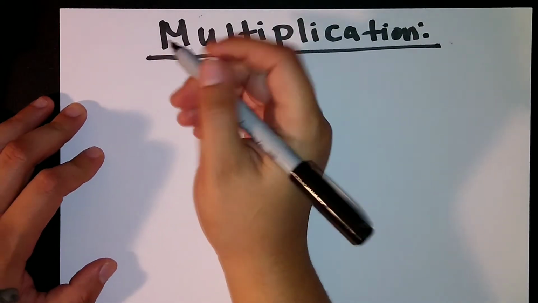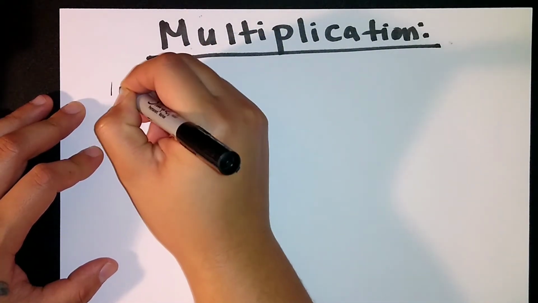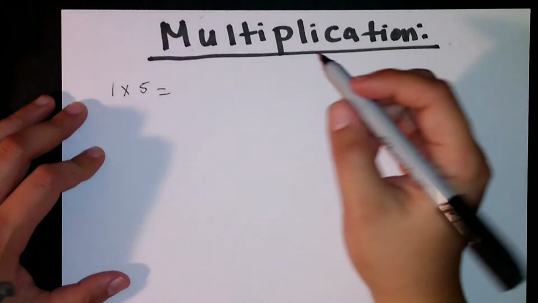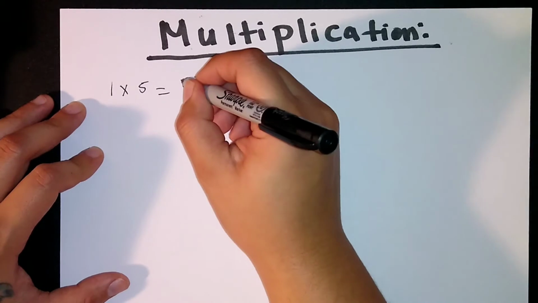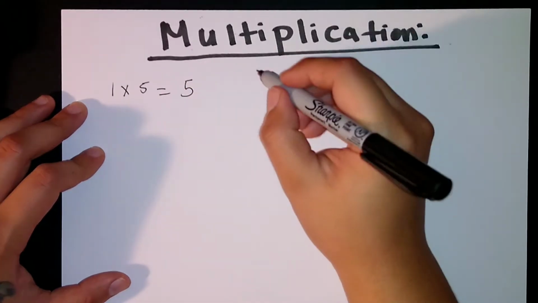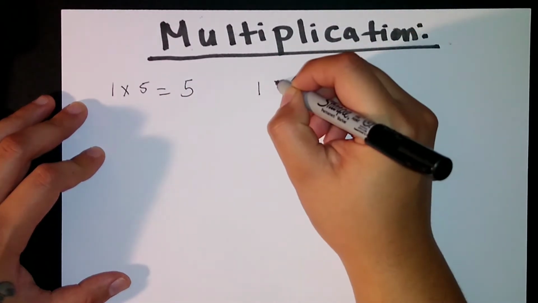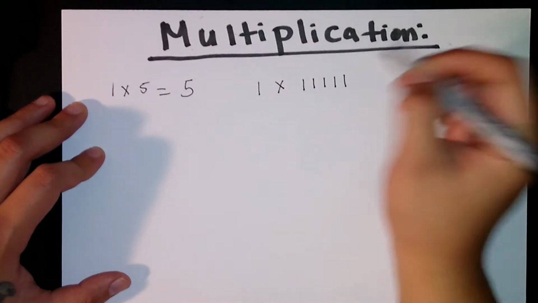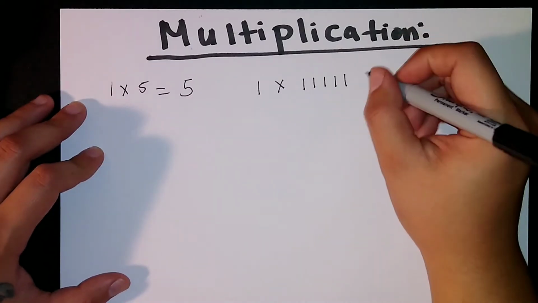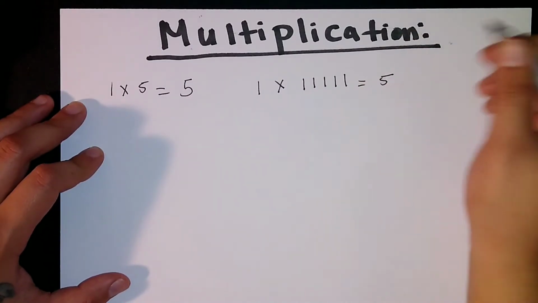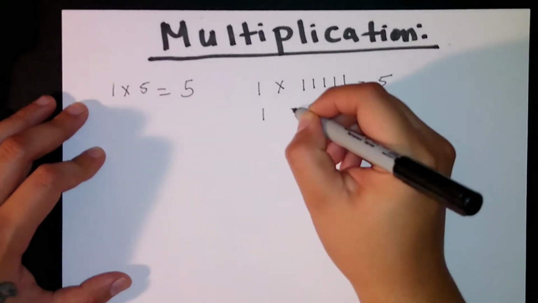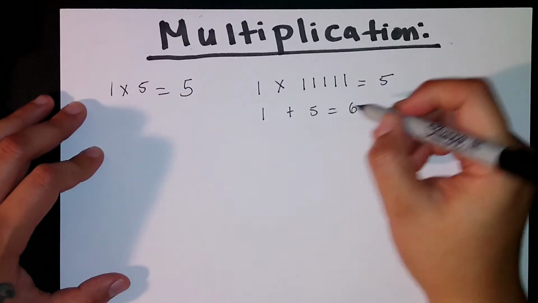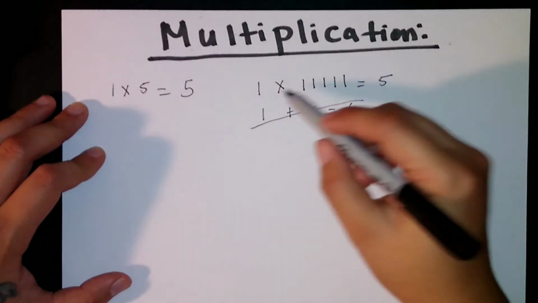Let's start with a simple problem like 1 times 5. And 1 times 5, we know that it's 5 because it's 1 times 1, 2, 3, 4, 5. We're multiplying, so we're not adding. If we were adding, this would be 1 plus 5 equals 6, but that's not what we're looking for, right? So we're multiplying.